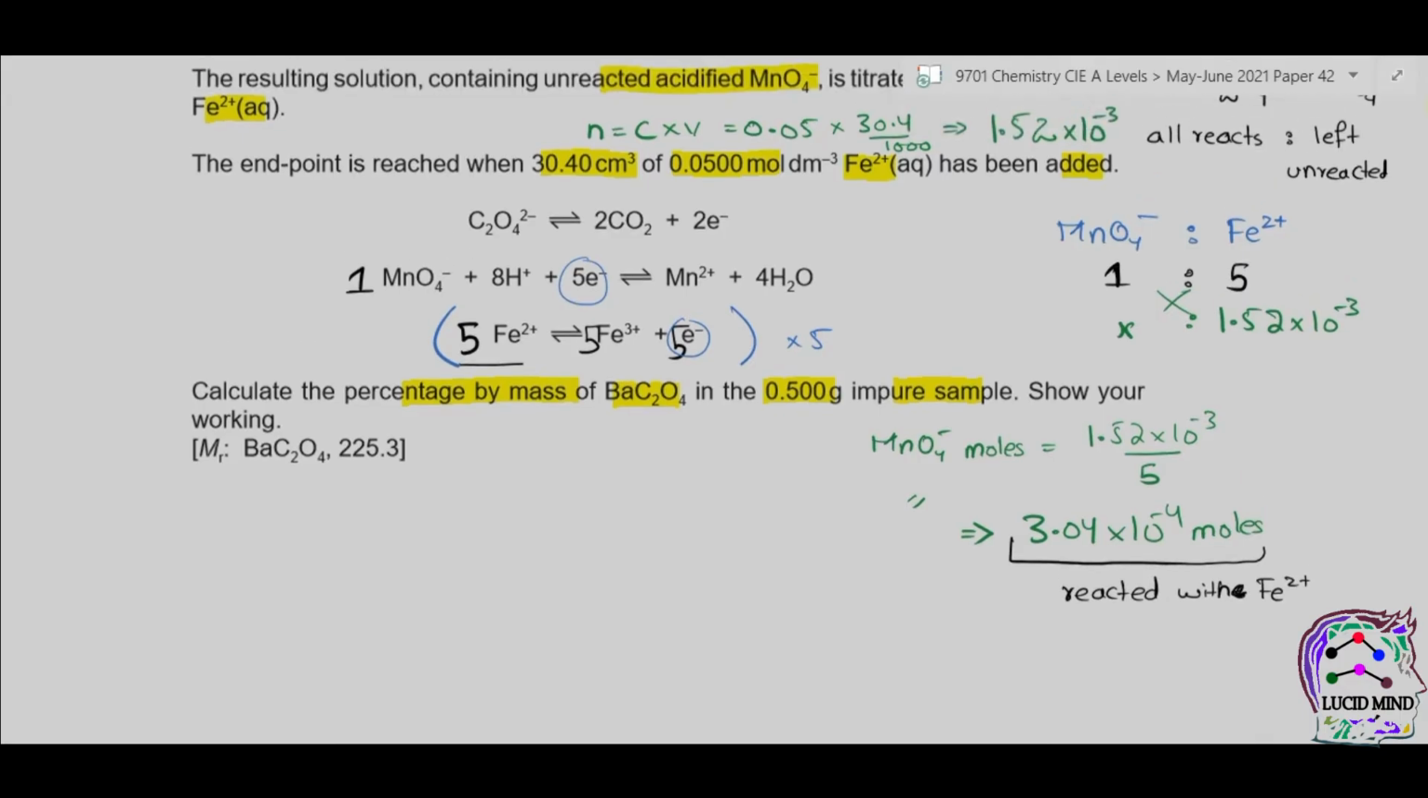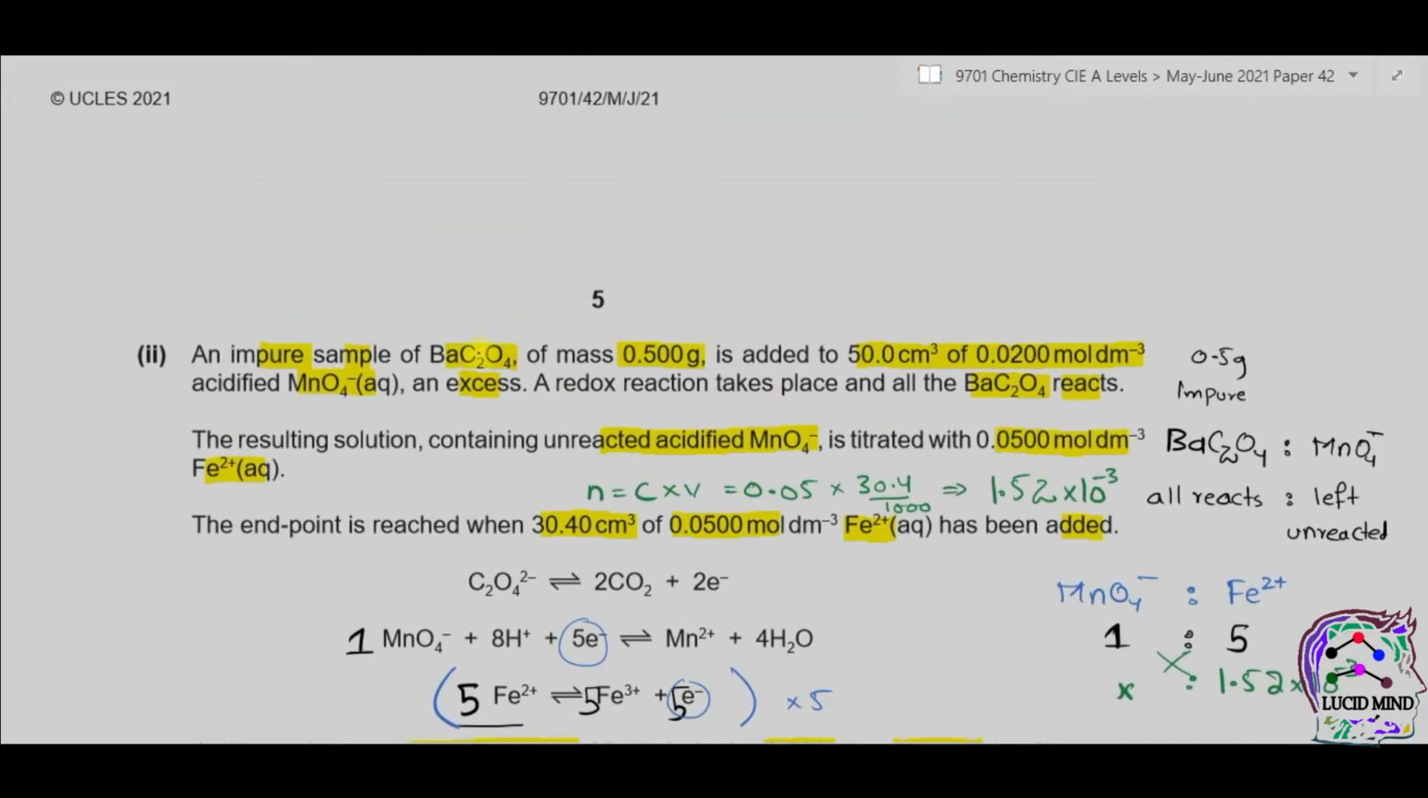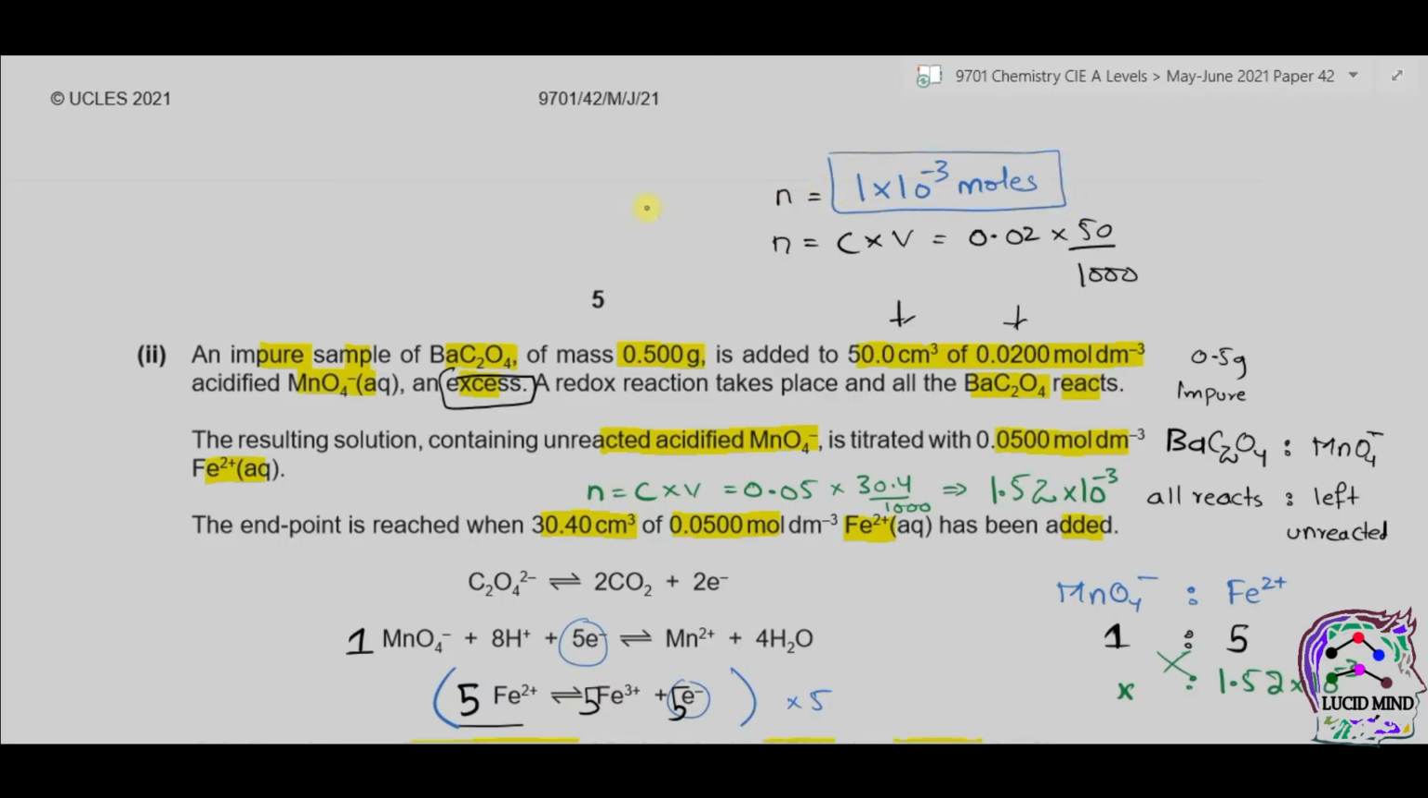Now we can find the total number of moles present in excess. As in the question, they had given MnO4 negative in excess and it was 50 centimeter cube of 0.02 mole per decimeter cube. Now we can find the number of moles. Again, N is equal to C into V. So 0.02 into 50 divided by 1000. Number of moles of MnO4 negative in excess, it comes equal to 1 exponential minus 3 moles. So these were the total moles of MnO4 that were used.